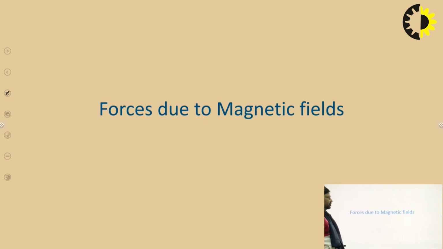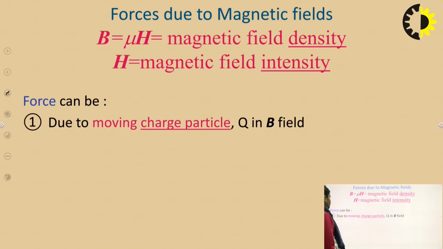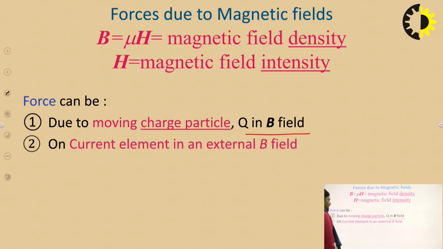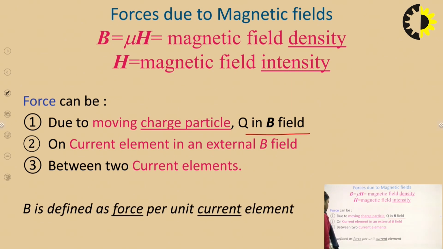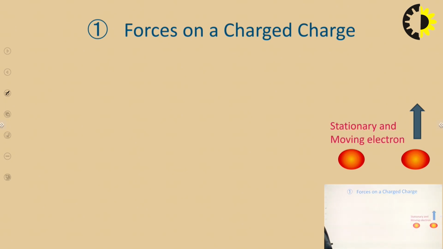And the next topic is force due to the magnetic field. This is also a very important point to find the force. So due to the moving charge Q in the B field, the force on the current element in an external B field, B is defined as the force per unit current element. In this case, we have to see the stationary and moving electrons in an electric and magnetic field.